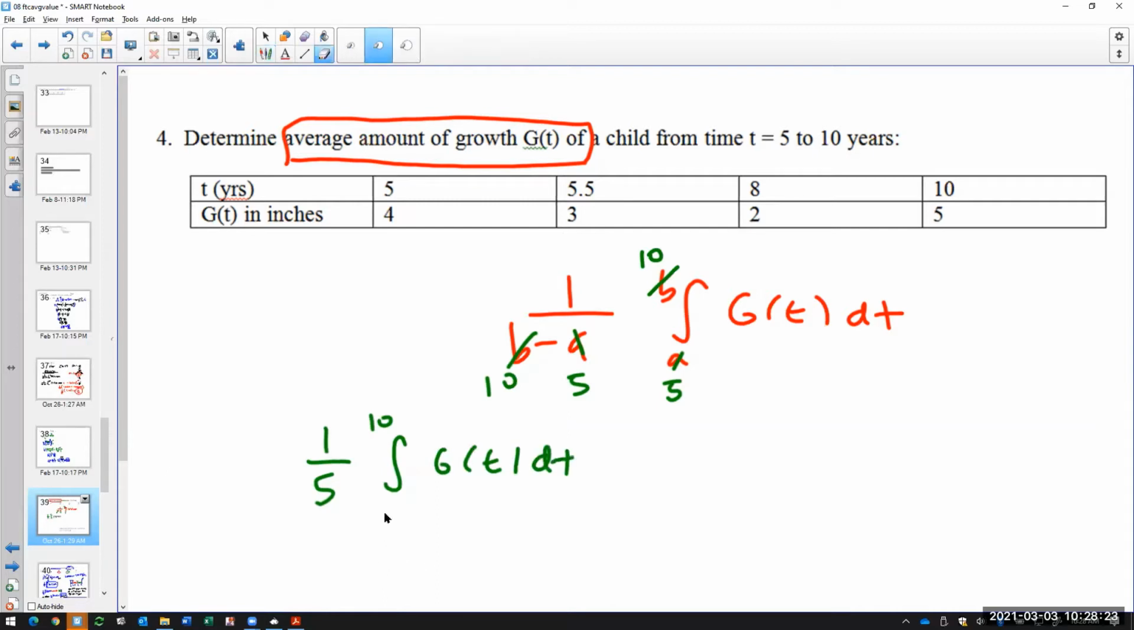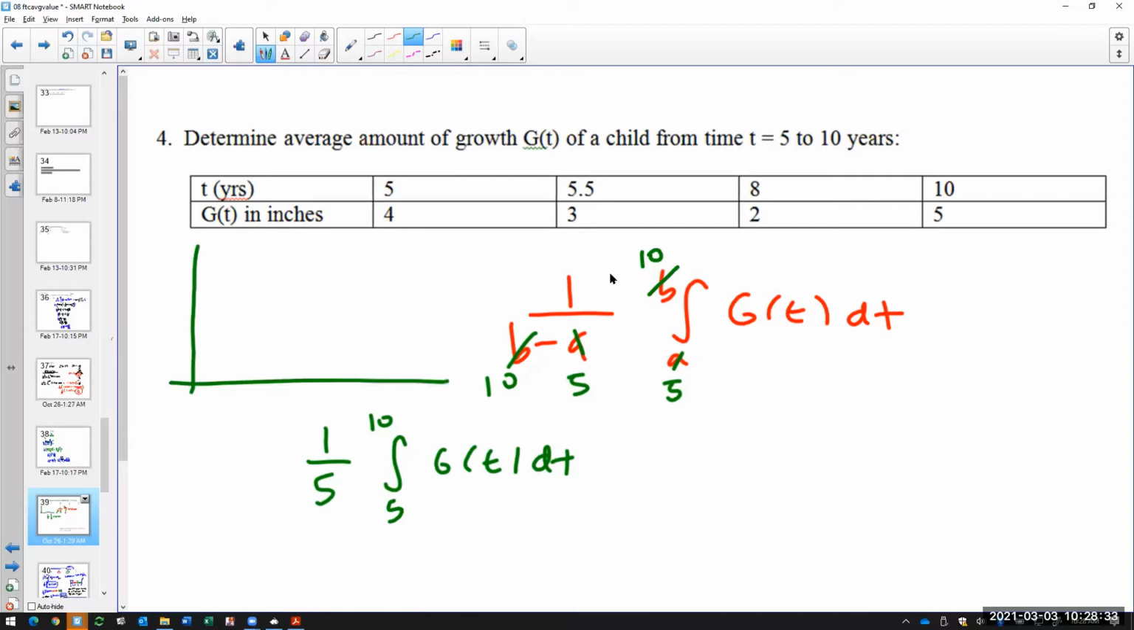So this is all I have. I know this is the formula, and I've got some numbers for G. Well, let me think about this. What am I going to do here? If I have a table, I'm just going to go ahead and plot it and see what happens. I've got some numbers for G.